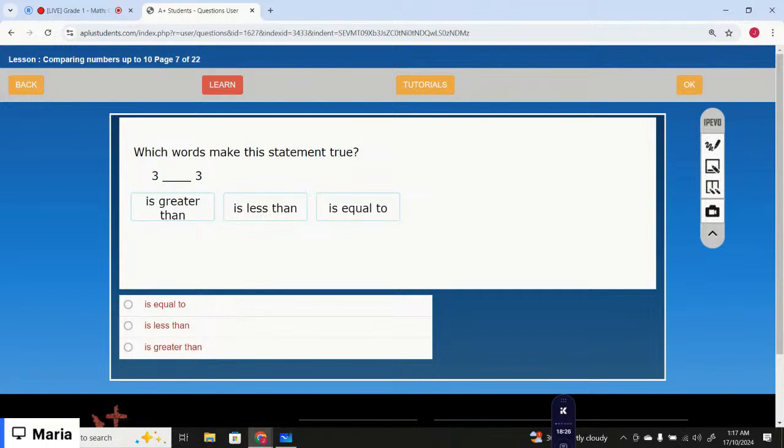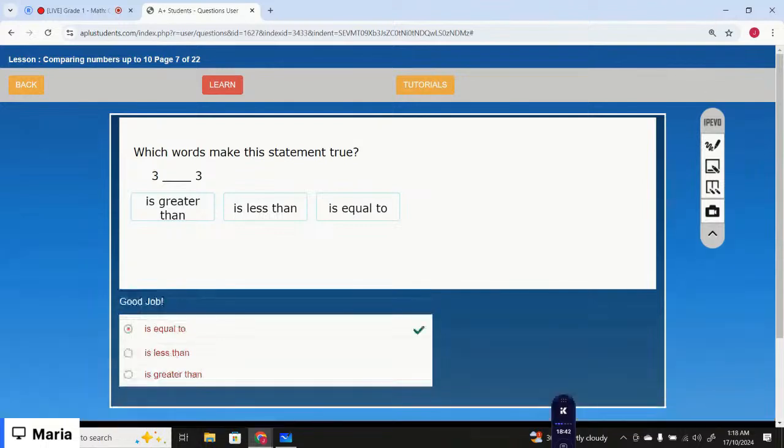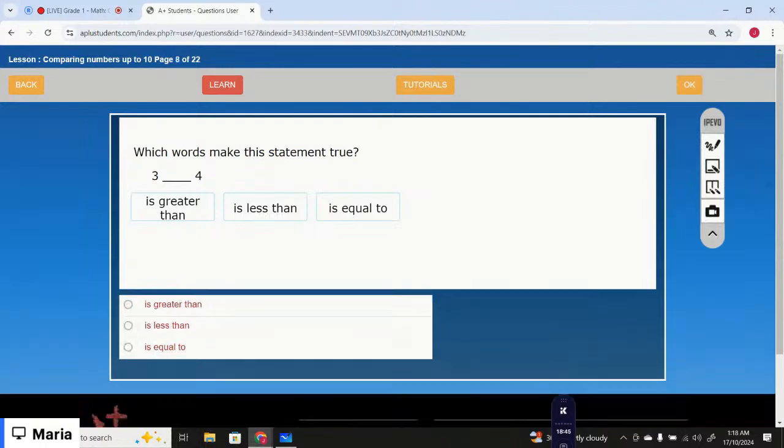Which words make the statement true? 3 and 3. They both are exactly the same. That means they are exactly equal. So 3 is equal to 3. Option number 1 is the correct option.